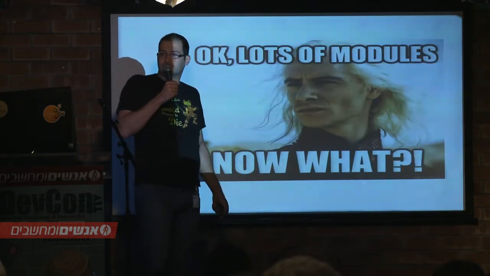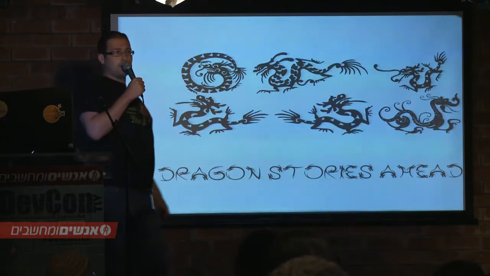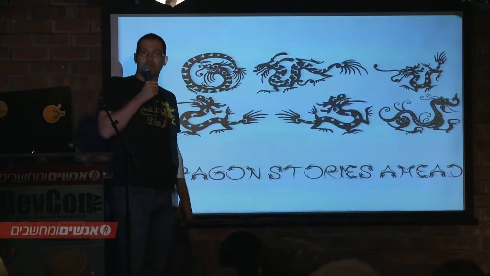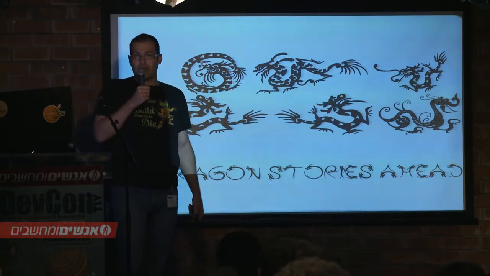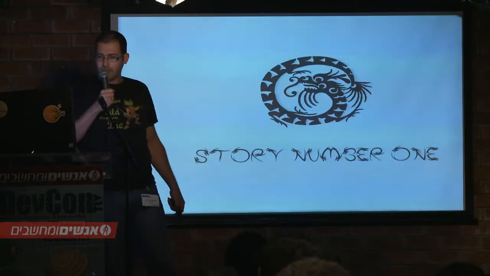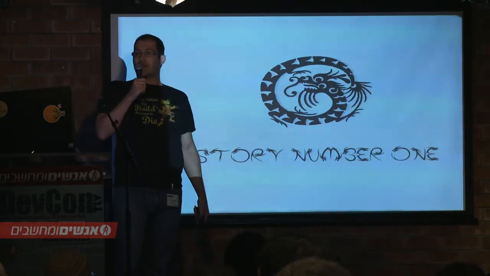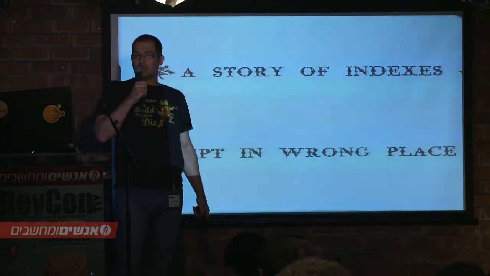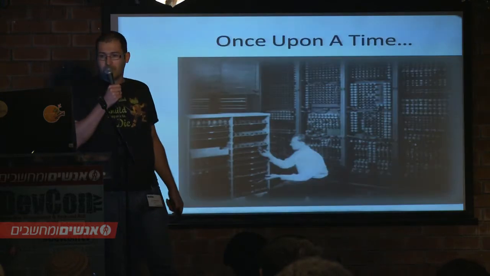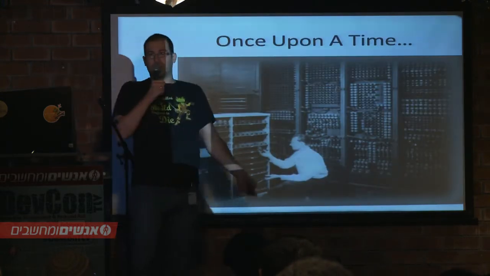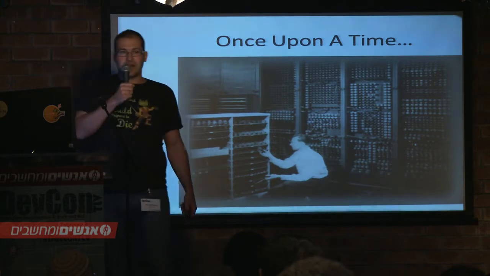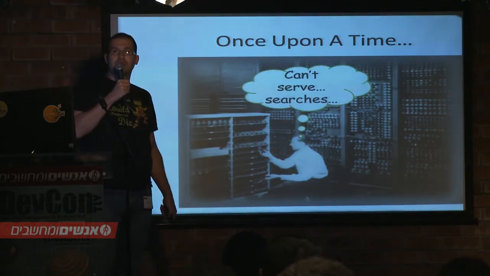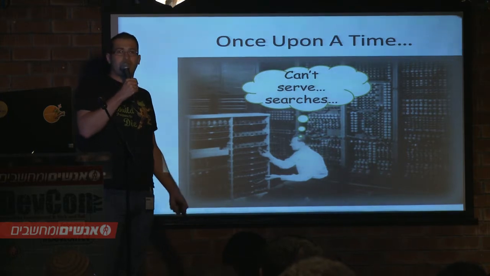So what? Well, I'm going to tell you a number of stories, dragon stories, frightening stories, and we'll see what the bottom line of every one of them is. Let's start with story number one, the story of indexes kept in the wrong place. Once upon a time, the computers were very big and very slow. And actually, they couldn't really serve runtime searches.